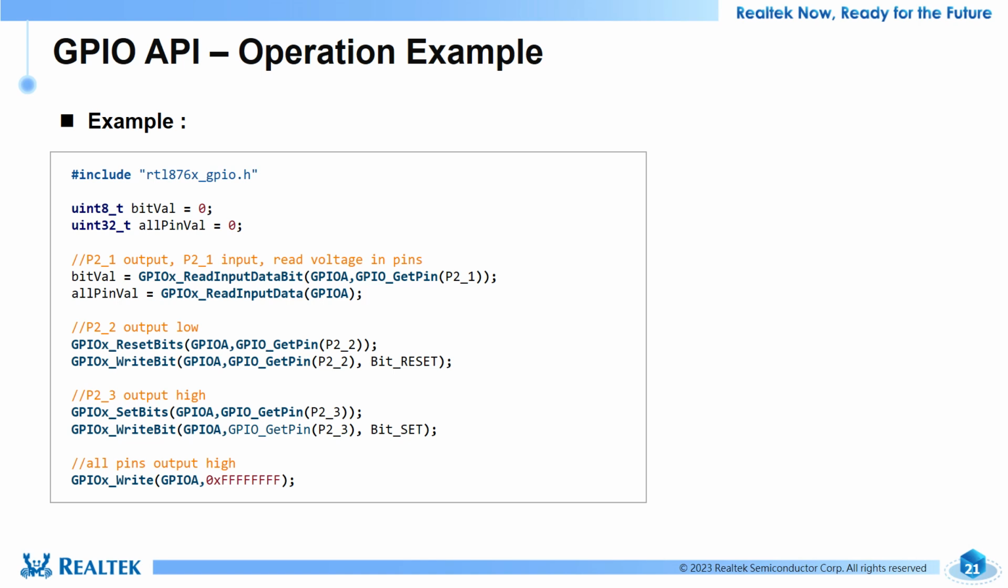GPIO-X reset bits is used to set the specified GPIO output low level. GPIO-X set bits is used to set the specified GPIO output high level. GPIO-X write bit and GPIO-X write can set the GPIO output low level or high level.